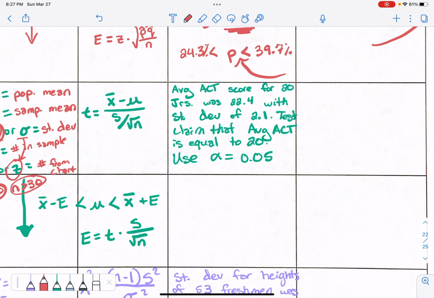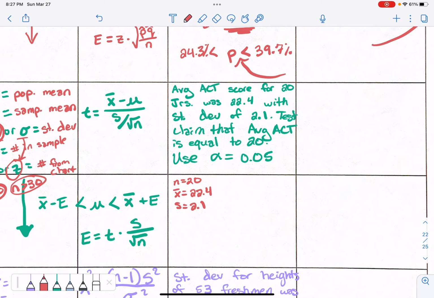The average ACT score for 20 juniors, that means N is 20, and we're talking about the sample average, so 22.4 is the sample mean. That's what they got, with a standard deviation of 2.1. That's the sample's standard deviation, so it's S.